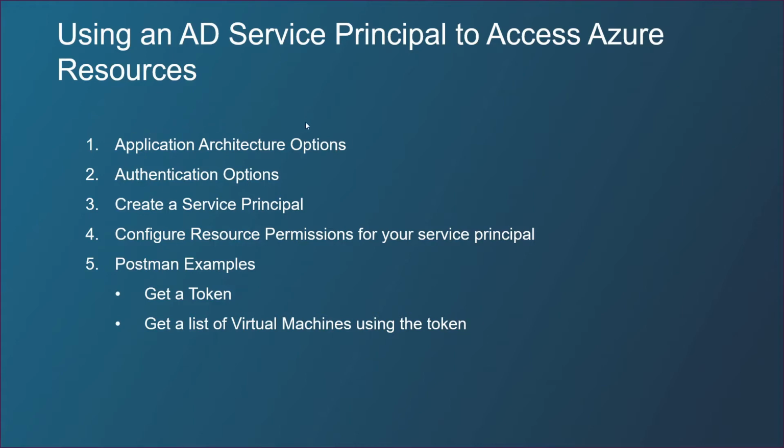Now, an overview of what we're going to be looking at is just some basic application architecture options. This is just broad architectural decisions that you need to make on how it works. Some authentication options that go together with these architecture decisions. Quickly creating a service principal in the Azure portal. And then how do we configure permissions for the service principal, for example, to get access to a list of virtual machines. And we'll be using Postman to do some examples to get a token and then to get a list of the Azure virtual machines.